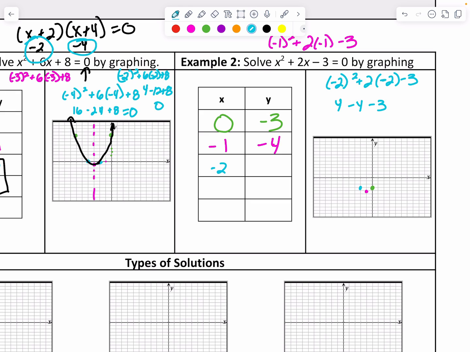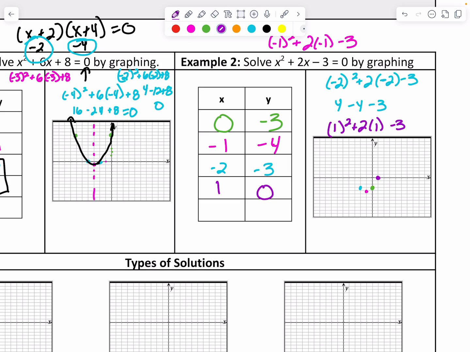Does that make sense? Yeah, because my vertex is a mirror, and so I have one, that green point is 1 to the right, so I should have this point at 1 to the left. Okay, but that didn't help me get my roots, so I've got to pick another point, so I'm going to pick 1, plug that in. So 1 squared is 1, plus 2 is 3, minus 3 is 0. Okay, so there's a root.